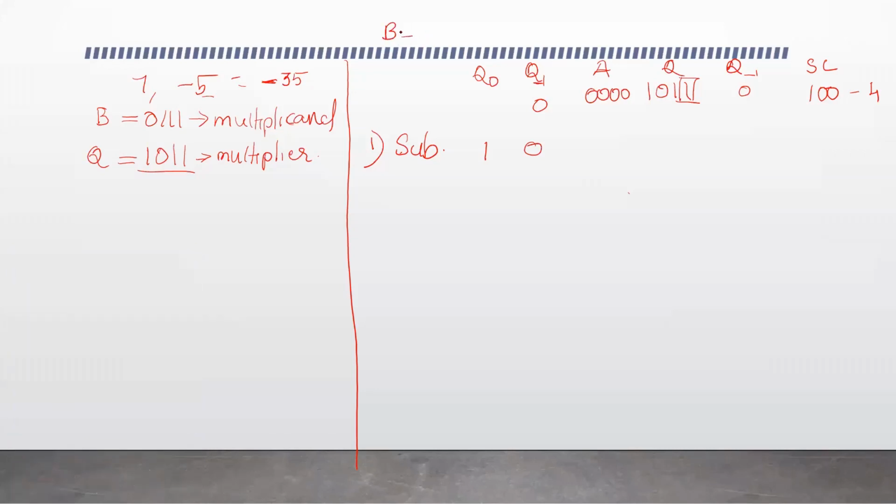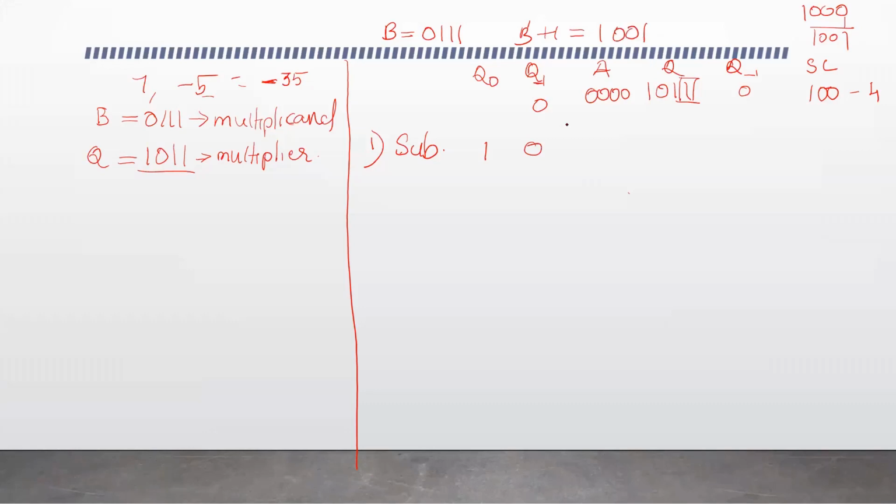So the value in B is 0111. We also need to find B's complement, the 2's complement of B. That is 1000 plus 1, which is 1001. Okay, so that is 1001. When we subtract, we add this.